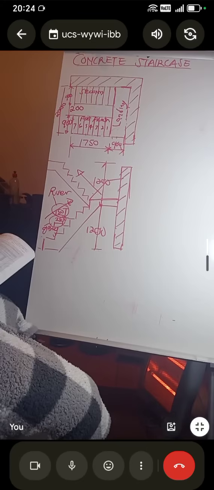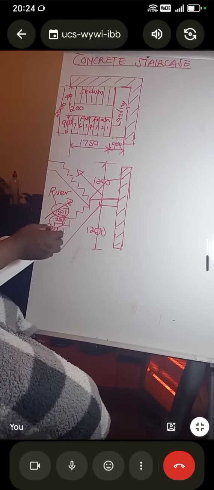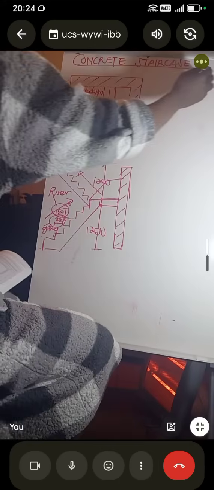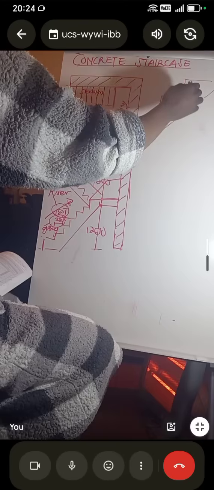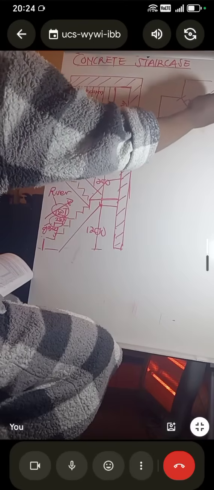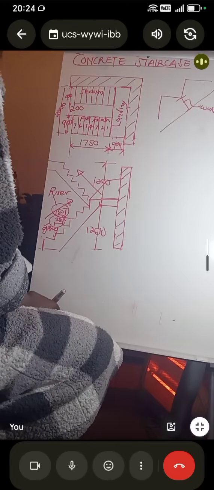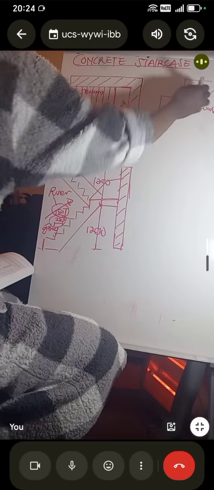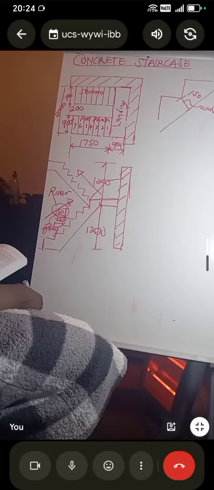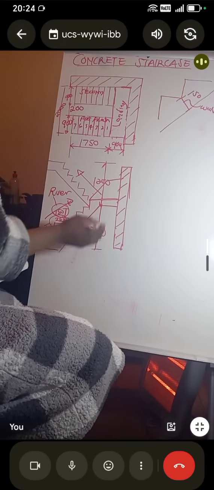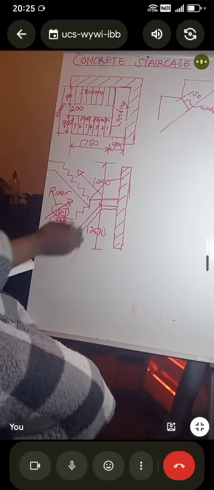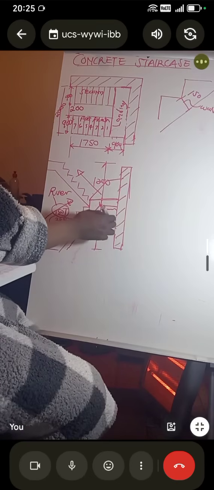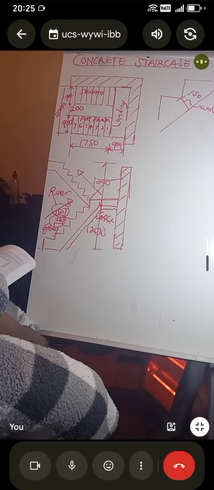Okay, fine. We're given the waist. A waist is this part. Let's say we have something like this. This is a waist, and the waist that is given for us is 150. And then, what else are we given? We know that this bottom part is called a soffit, the soffit at the bottom of the concrete staircase.